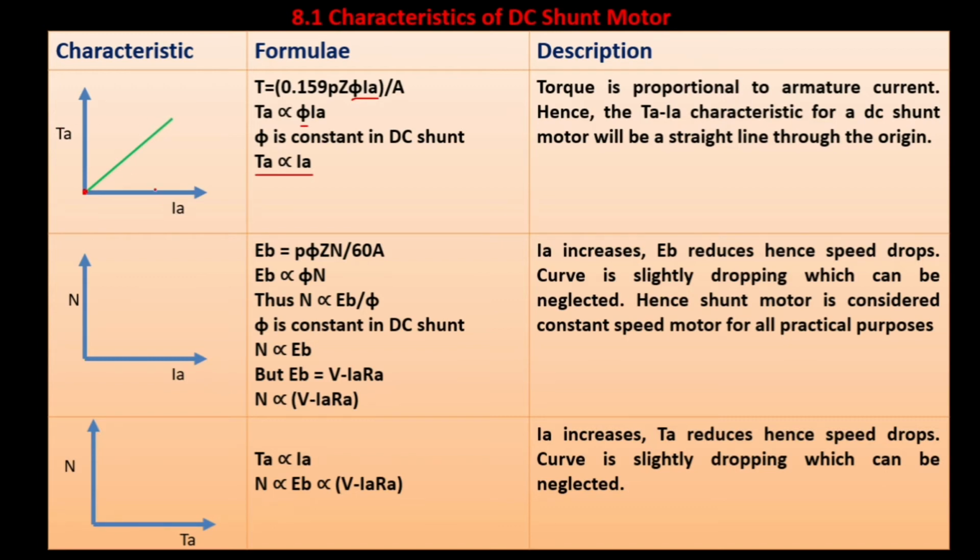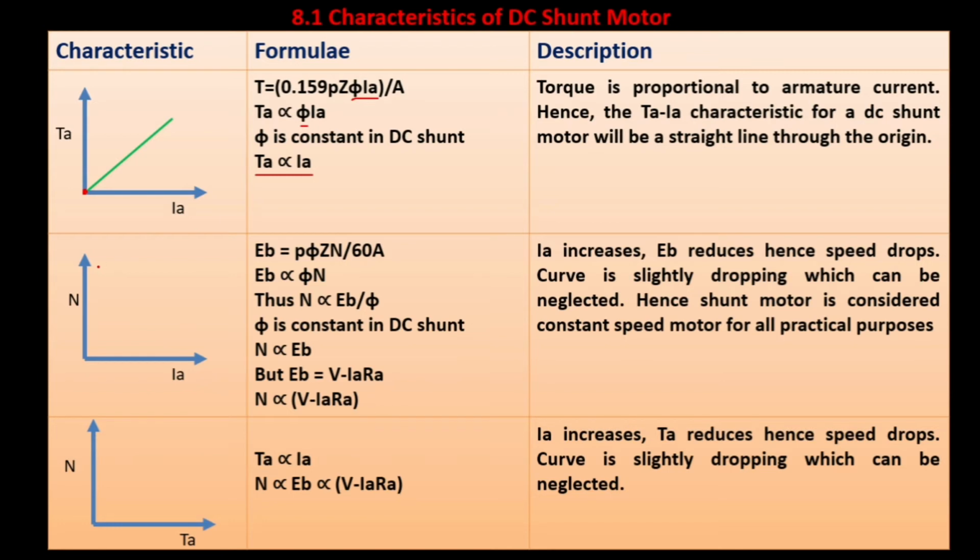So here you find torque is directly proportional to Ia. That means if you plot the characteristics of a DC shunt motor, armature torque with respect to armature current, you get a straight line passing through the origin. The torque is proportional to the armature current and the characteristic is a straight line.